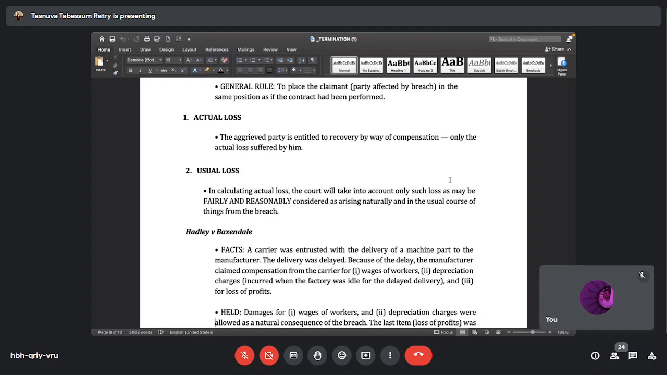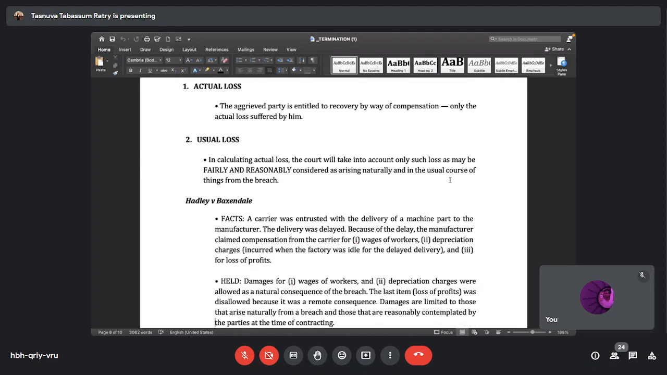they're usual losses that have arisen fairly and reasonably in the usual course of things from the breach. সেটা আমরা বলি usual losses. The court also takes into consideration all the usual losses, যেটা fair and reasonable and arises naturally in the usual course of things from the breach. সেক্ষেত্রে the parties are entitled to receive actual losses plus the usual losses that have occurred because of the breach.